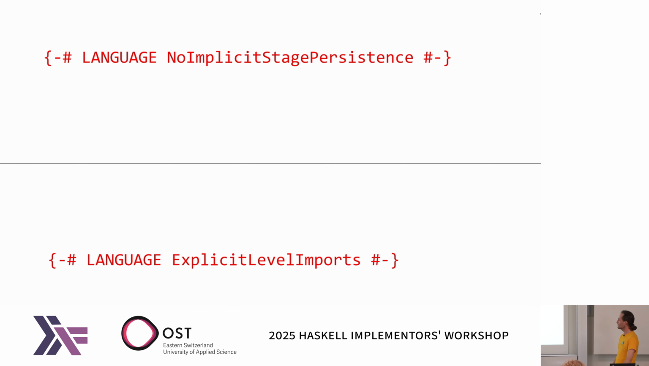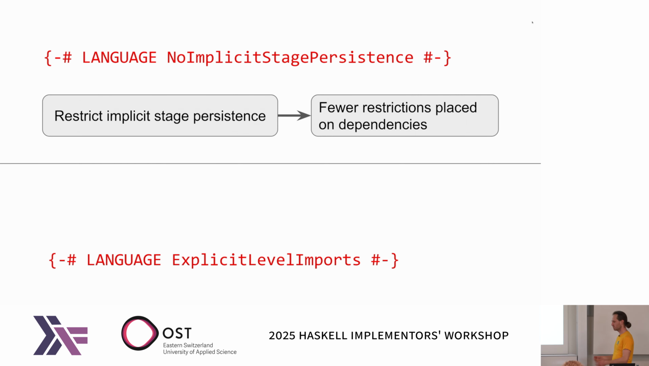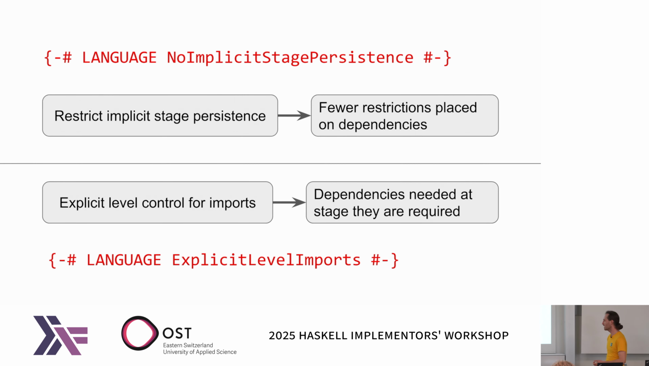Right. So to summarize, the first phase of the first idea was to restrict this implicit stage persistence property of imports, which meant that we placed less restrictions on dependencies, but then this was too restrictive to actually write programs, so we had to introduce syntax in order to allow programmers to express these dependencies, but in a more precise manner.